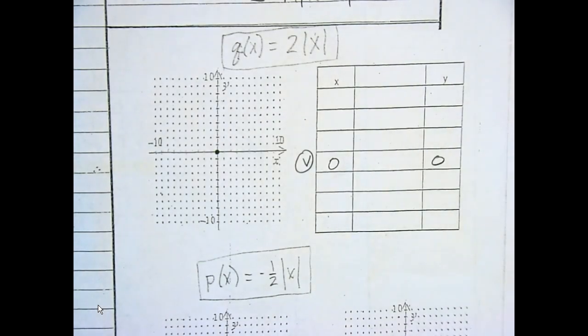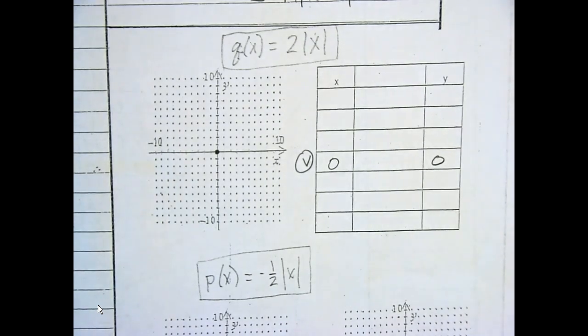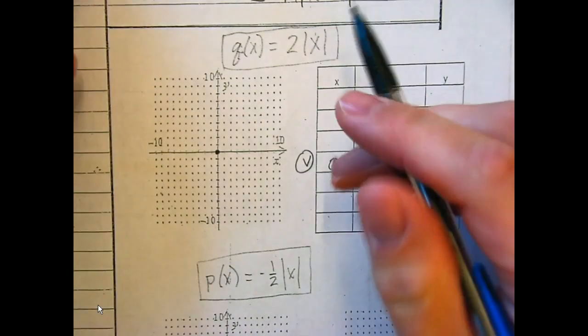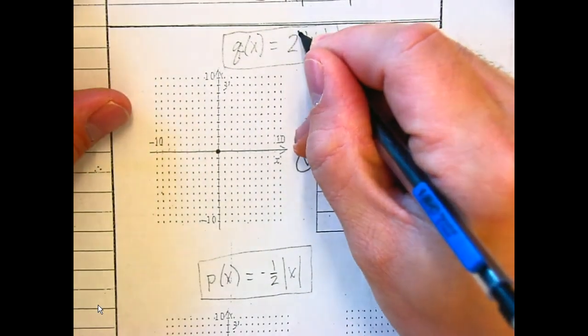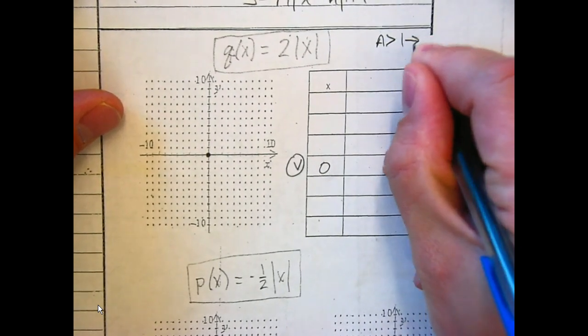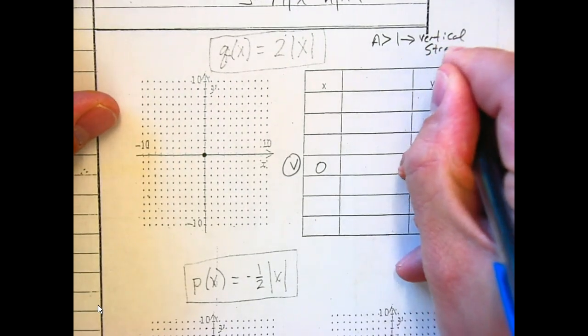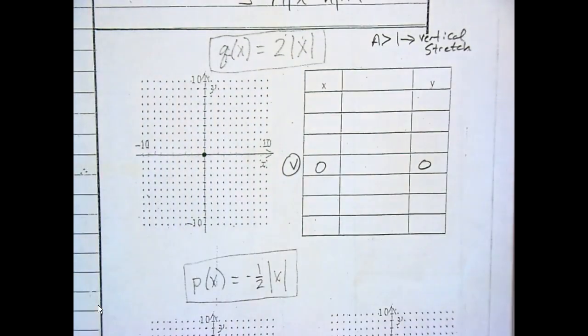Cassie? Good, because it's greater than 1. It's a stretch. It's a stretch because it's greater than 1. So when A is greater than 1, we call it a vertical stretch. Important term. We'll use it this year. You'll see it on your test, or you'll have to write it on your test. It's a vertical stretch when A is greater than 1.